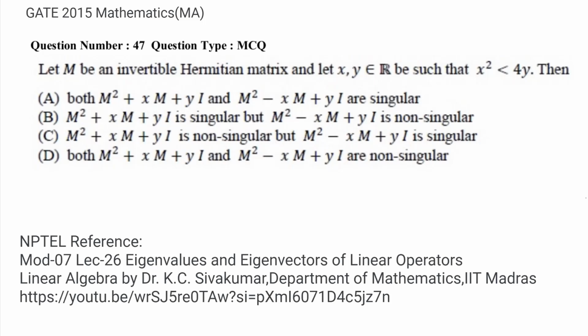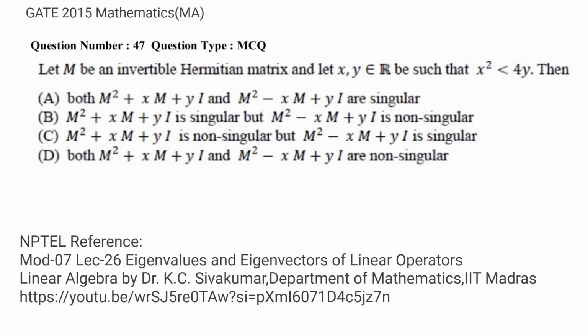The problem is from GATE 2015 Mathematics paper, question number 47. The problem given is: let M be an invertible Hermitian matrix and let x, y in R, R being the space of all real numbers, be such that x square is strictly less than 4y.